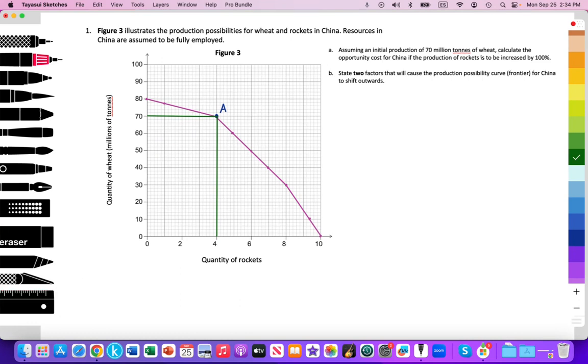Then it says we're going to increase the production of rockets, not wheat, rockets. Students may assume it's an increase in the production of wheat and then calculate from there, but here it's saying we're going to increase output of rockets by 100%. So 100% of 4 is 4. We're going to add another 4 here. So we're going to increase production from 4 to 8 units. We're adding an additional 4 rockets, so that's going to double the amount from 4 to 8.